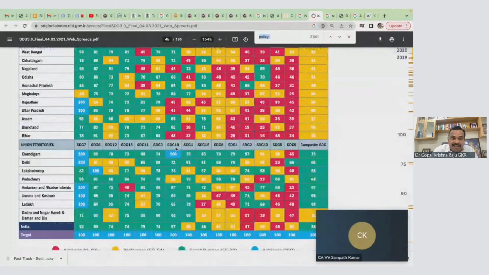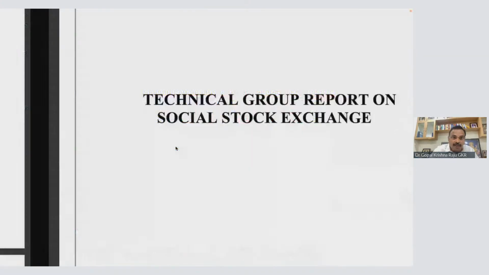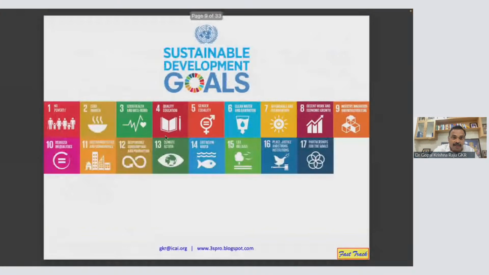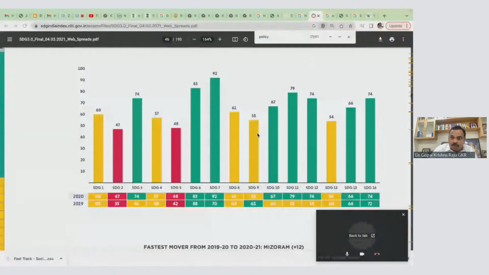Now what is SDG 10? I'll take you to SDG 10. This is your SDG 10, reduced inequalities. So Chandigarh is actually advanced in that. Look at this kind of mapping. It is quite advanced. And this is the goal-wise result in 2019 and 2020.